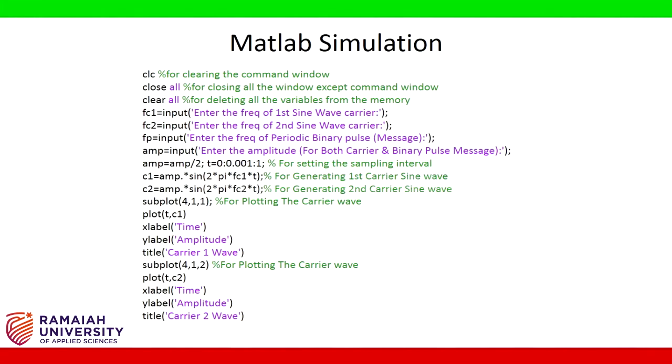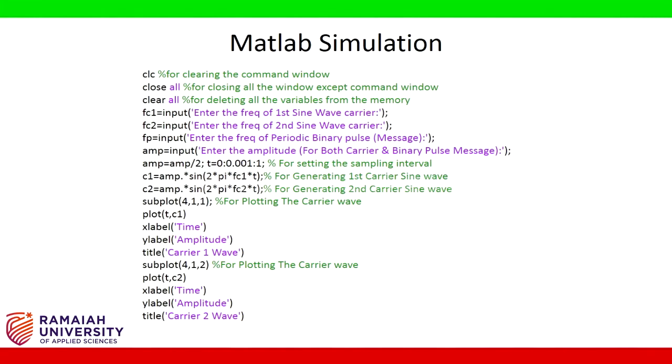As an initial step, the workspace, command window and unnecessary figures are closed. The user is asked to enter the carrier frequency for the carrier signals, that is sinusoid, one for modulation of binary 1 and the other for binary 0. The frequency for the input pulse is also entered. The amplitude for the carrier and pulse data can also be entered. These steps initialize the input data.